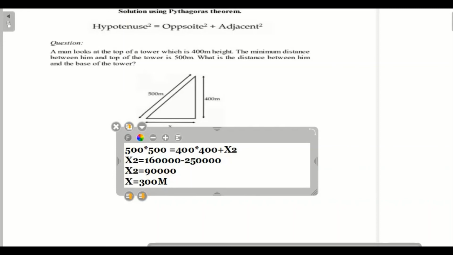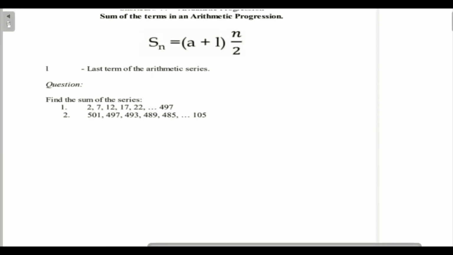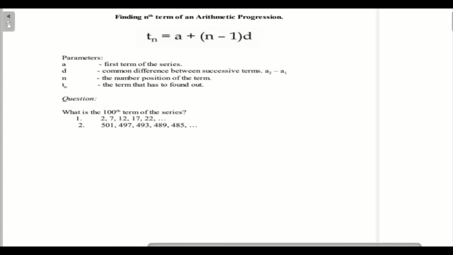So here we have our next problem, that is based on mean values. So find the nth term of an arithmetic progression. We have the maximum questions like this. So what is the 100th term of the series? We have to find the 100th term of the series. So here we have the answer for the first question.